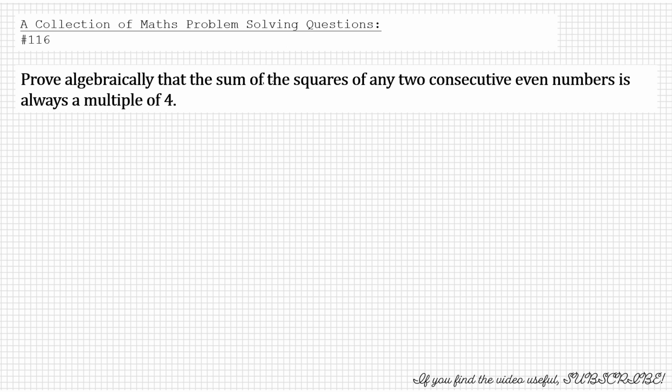Prove algebraically that the sum of the squares of any two consecutive even numbers is always a multiple of 4.